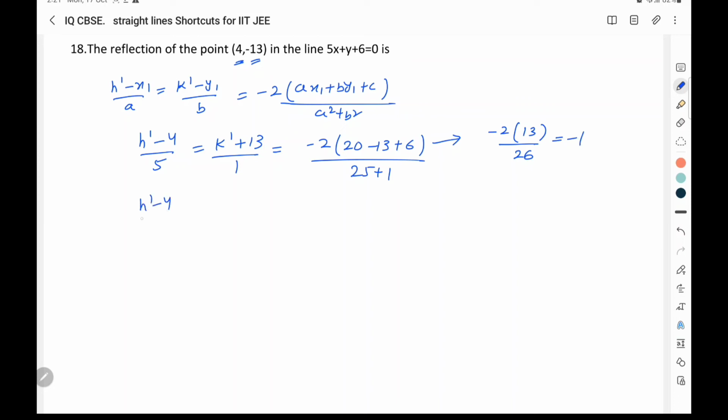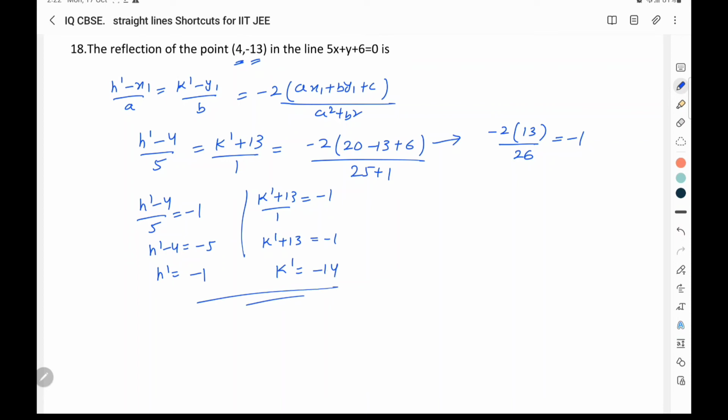So h dash minus 4 by 5 is equal to minus 1, and k dash plus 13 by 1 is equal to minus 1. So h dash minus 4 equals minus 5, and k dash plus 13 is equal to minus 1. So h dash is minus 5 plus 4, which is minus 1, and k dash is equal to minus 14. Okay, over. Next one.